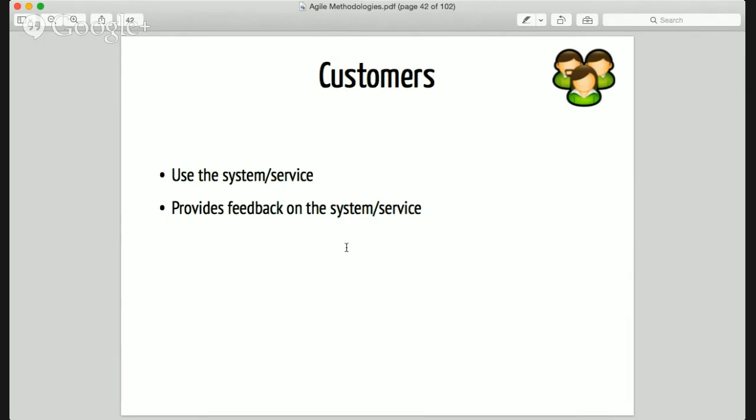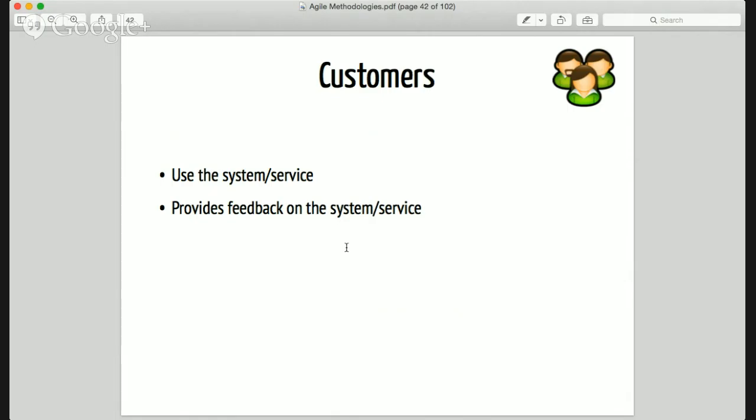Okay, customers are, of course, the important people who use the system and service and provide some feedback on what's going on, right? Whether they understand how it works, whether the deliverable meets what their particular use case is. This is really important because your product may be used by a whole bunch of different people.